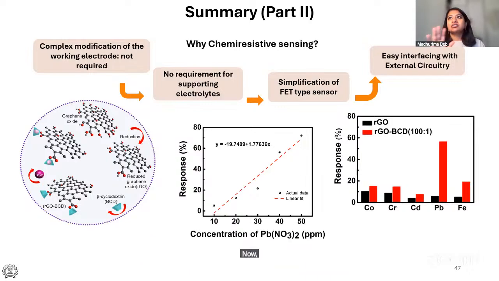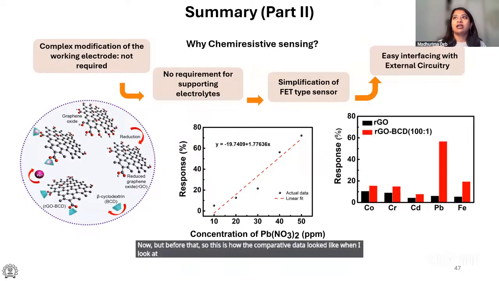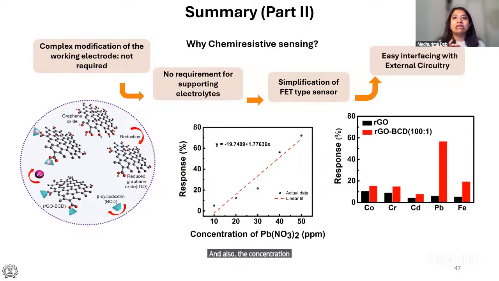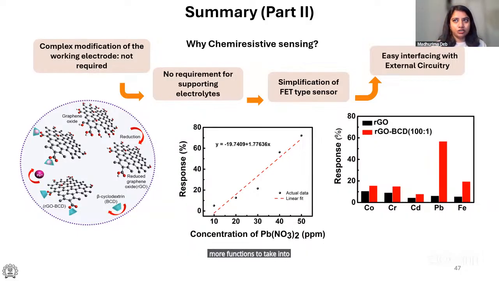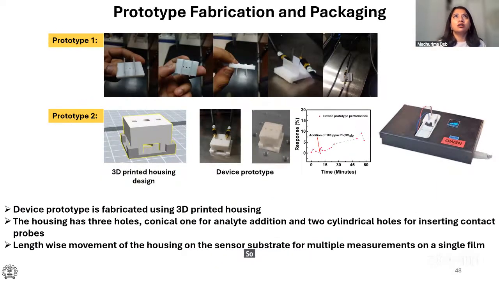But before that, this is how the comparative data looked like when I look at RGO and RGO BCD, and also the concentration of lead with an actual data, and the linear fit has also been shown. This is a linear fit, that is how it looks like, but with more data we will have more functions to take into consideration. So now the kind of prototyping that I did, those were extremely lab based.